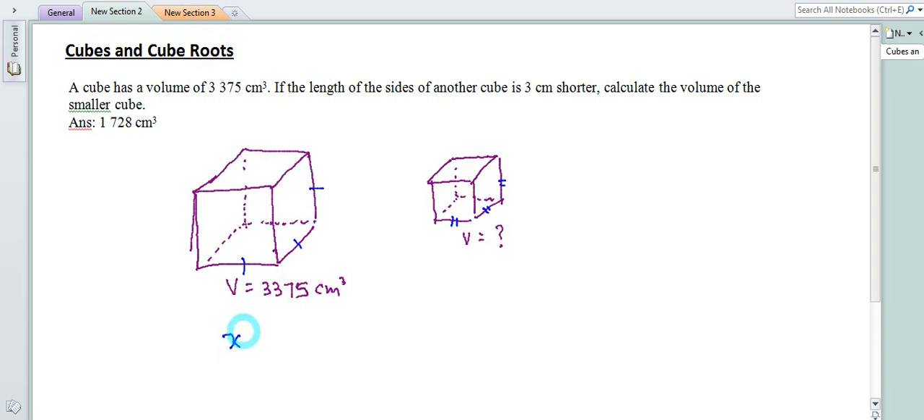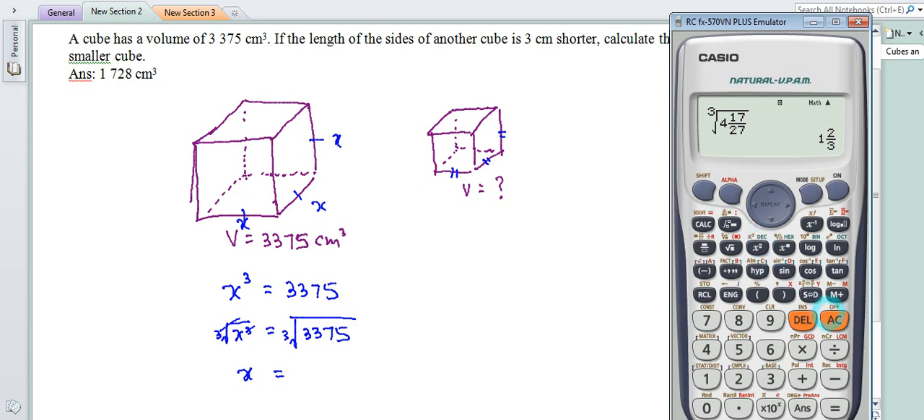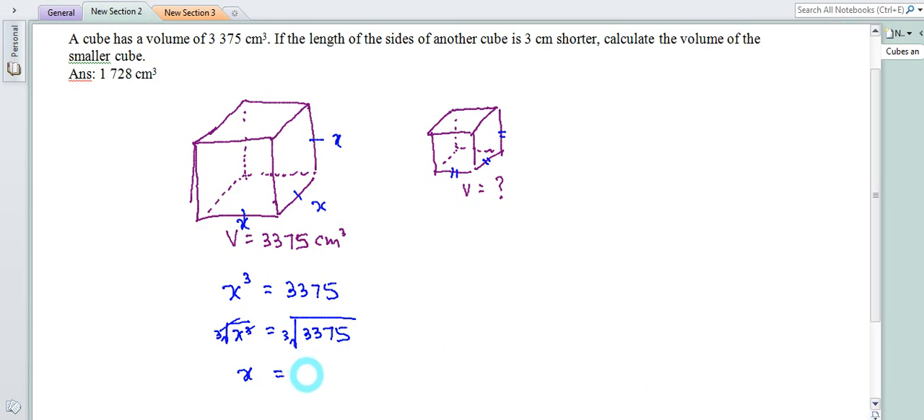So if I want to get back the number, that is a number I don't know. I just let it be x to the power of 3. You get 3375. So if you want to find the number, we can do it this way. Cube root both sides of 3375. Remember just now I told you, you get x with the length here. This one you just press your calculator. Cube root of 3375, you get 15.